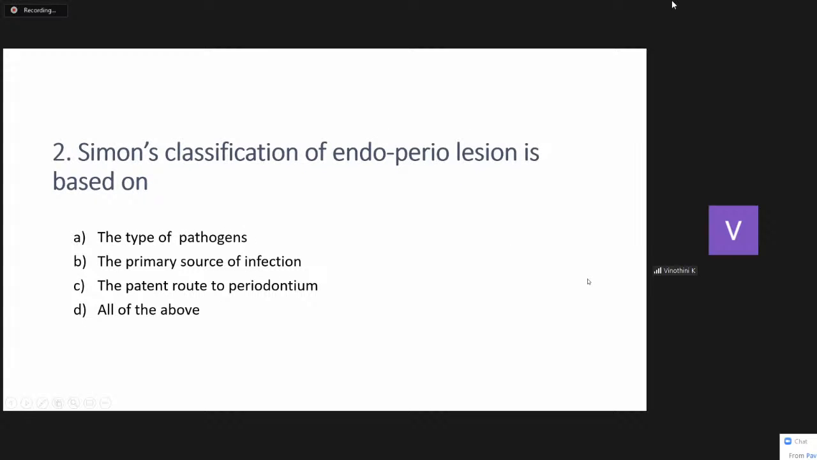Simon's classification of endo-perio lesion is based on what? The type of pathogen, the first thing we saw, the 5 classes, the primary source of infection, the patent route to inflammation, or all of the above? Any answers for this? You can just guess. Any guesses? It's very easy. No one wants to guess?